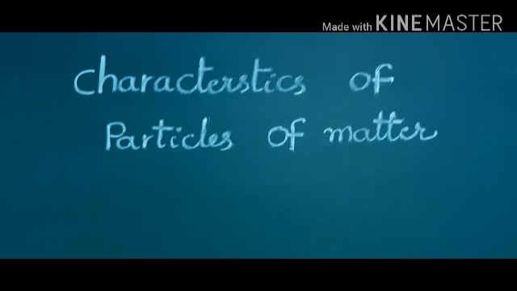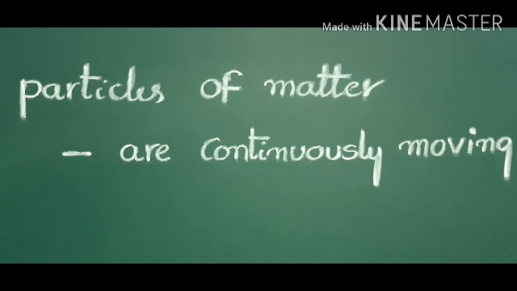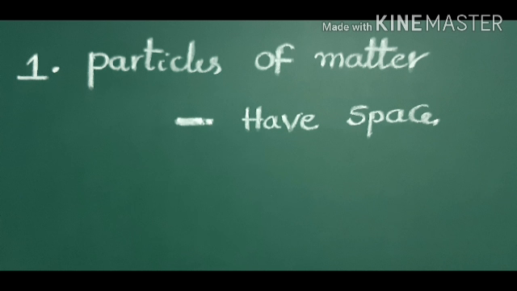And we are going to explain the characteristics of particles of matter. The first one is that particles of matter are continuously moving. See, whenever some amount of potassium permanganate is dropped into some water, how it is moving.